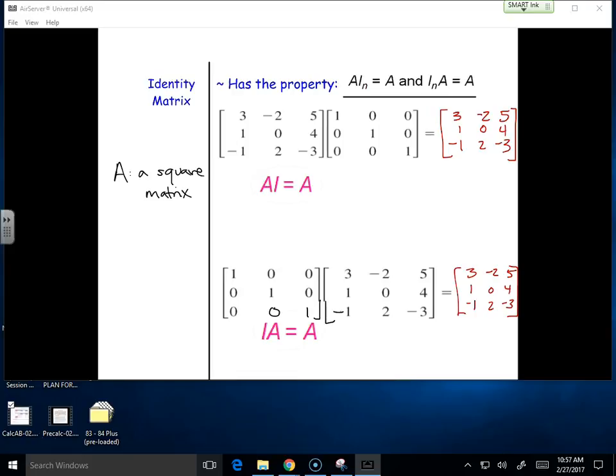Okay, so any matrix times the identity is itself. The identity times any matrix is itself as long as A is a square matrix. You guys got the important stuff? Sort of, kind of, maybe? Let's keep going.